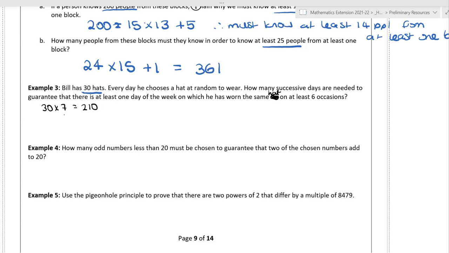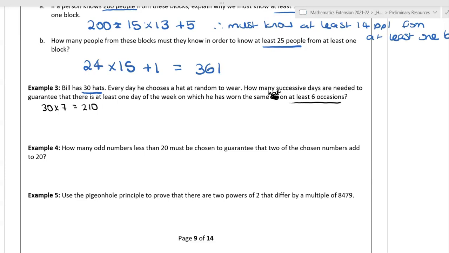And what we want to do is see how many days in a row are needed to guarantee that at least one day of the week he's worn the same combination. So for example, we want to repeat the blue hat on Monday on at least 6 occasions, okay? So let's have a think about that one. We've got 210 possibilities, and we want at least 5 of those, plus 1 more, to make at least 6 on an occasion.